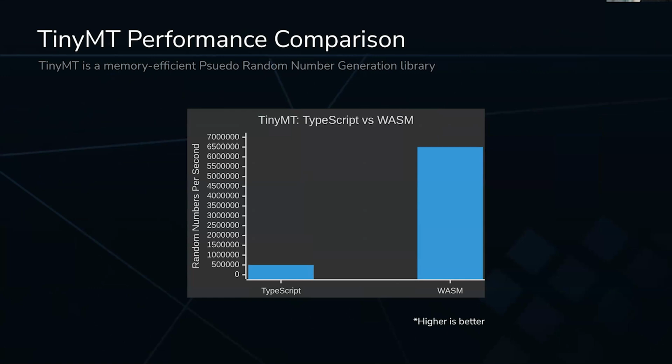When we talk about how WebAssembly can be fast, often we have charts like this. This is from a project I did about 1.5 years ago, where I took a random number generation library called TinyMT, and I ported it from C to TypeScript, and then I recompiled the C code into WebAssembly and compared the two. And my WebAssembly code was significantly faster with all these number calculations. TypeScript was about 500,000 random numbers a second, whereas WebAssembly was 6.5 million. So good performance increase.